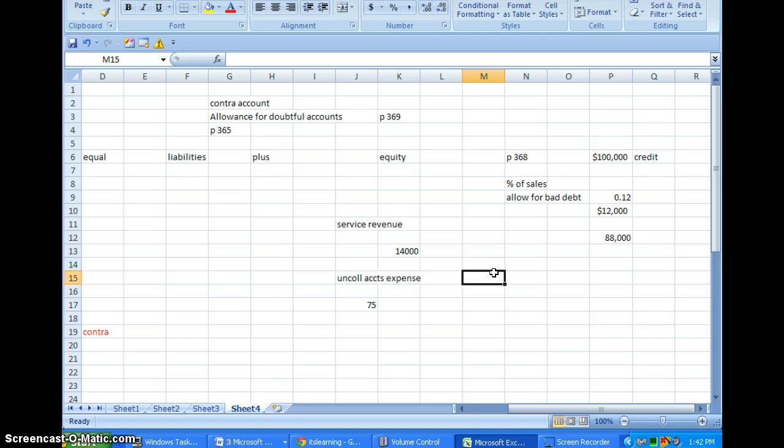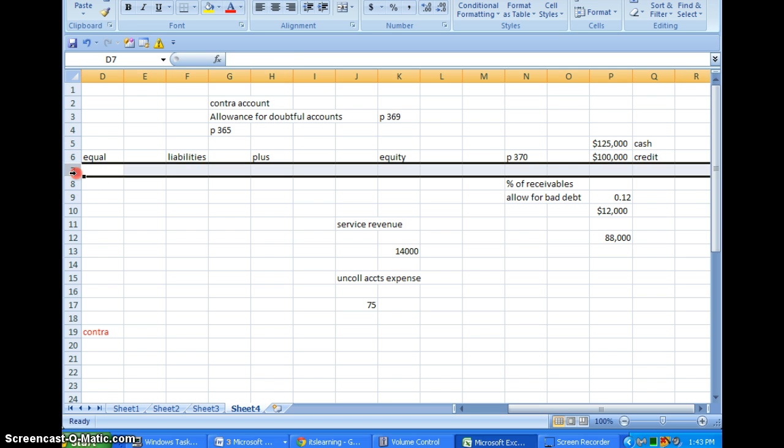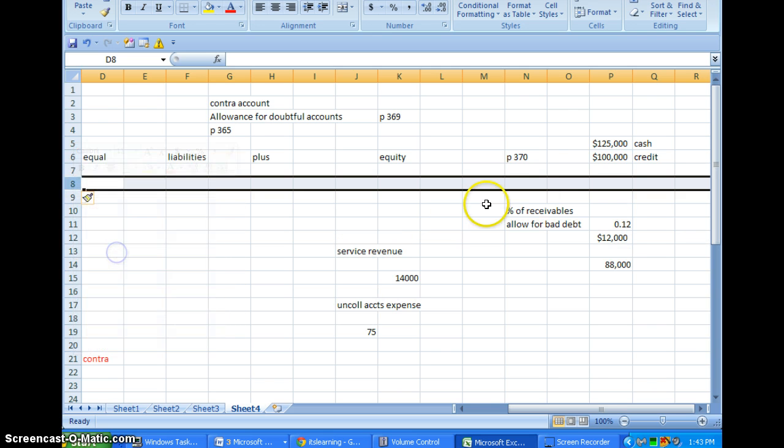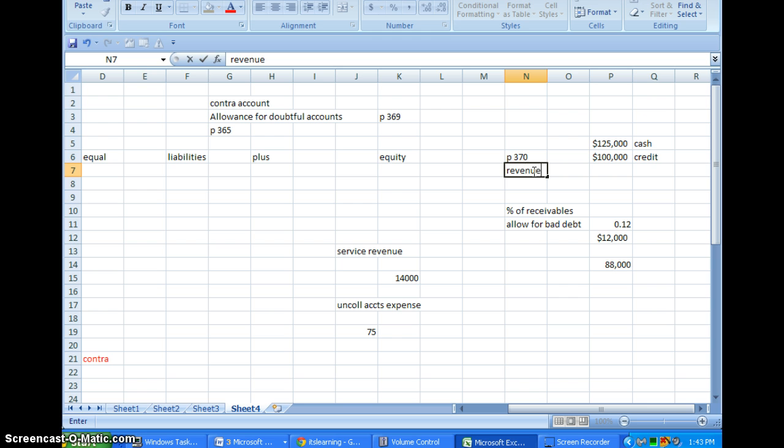So the next one I want to move on to is using the percent of receivables method on page 370. Now please bear in mind that most businesses are going to have cash sales and credit sales. Might be 125,000, for example, in cash sales and 100,000 in credit sales. And so what we have to look at is total revenue. Your total revenue is $225,000. It's credit, and credit is, of course, receivables.